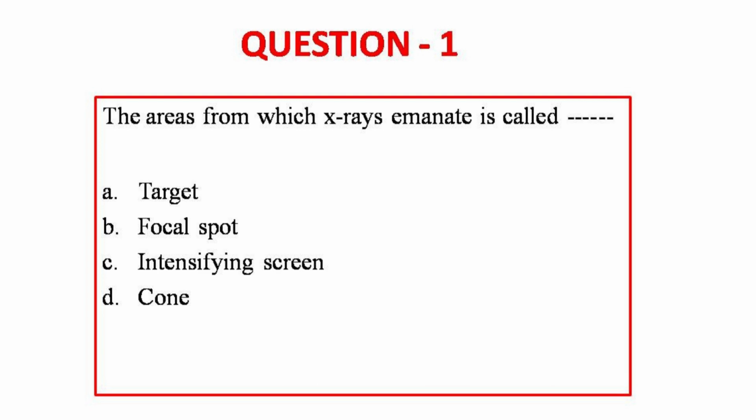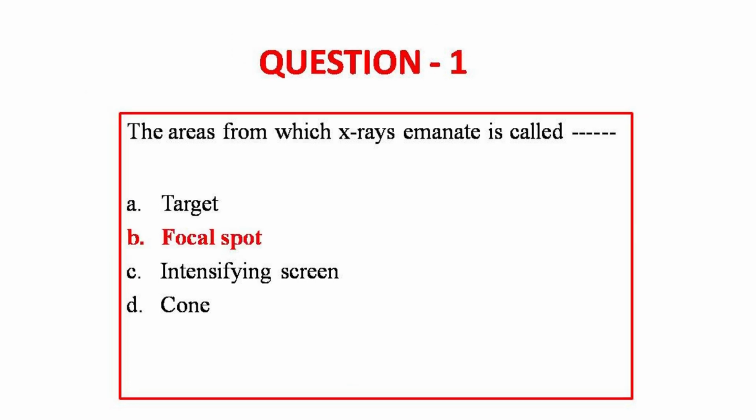So moving on to question number 1. The areas from which X-rays emanate is called, they've given us 4 options: target, focal spot, intensifying screen and cone. The answer to this question is focal spot. So what is this focal spot? Focal spot is the area of the anode surface, that is the radiographic target surface, which receives the beam of electrons from the cathode. It is the apparent source of X-rays.